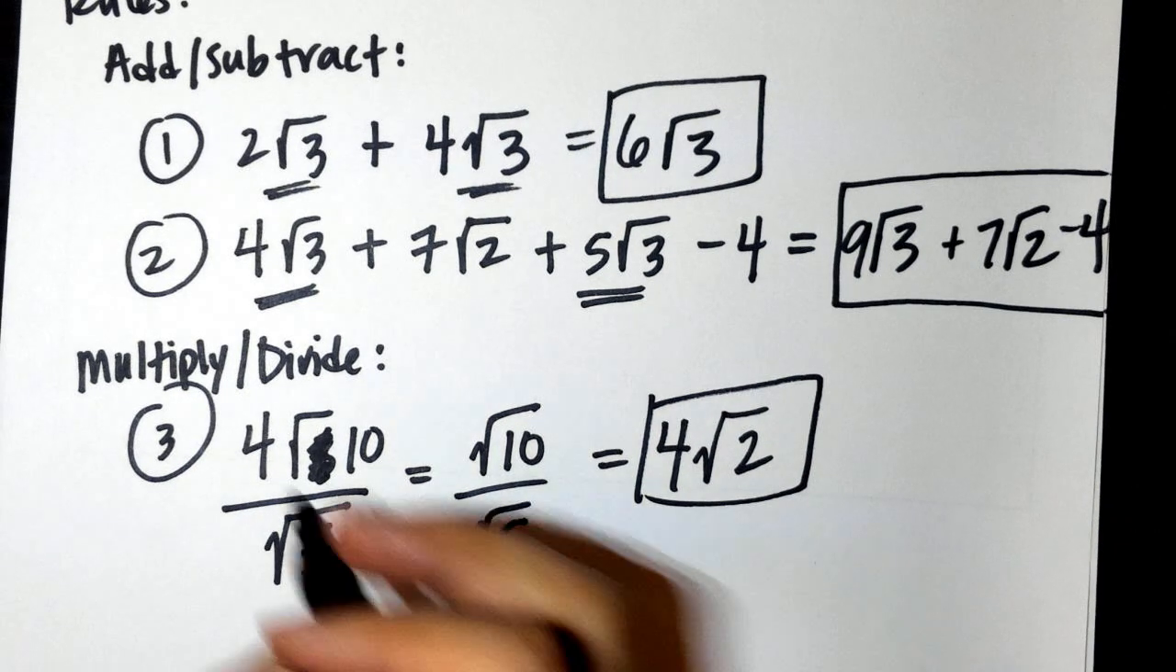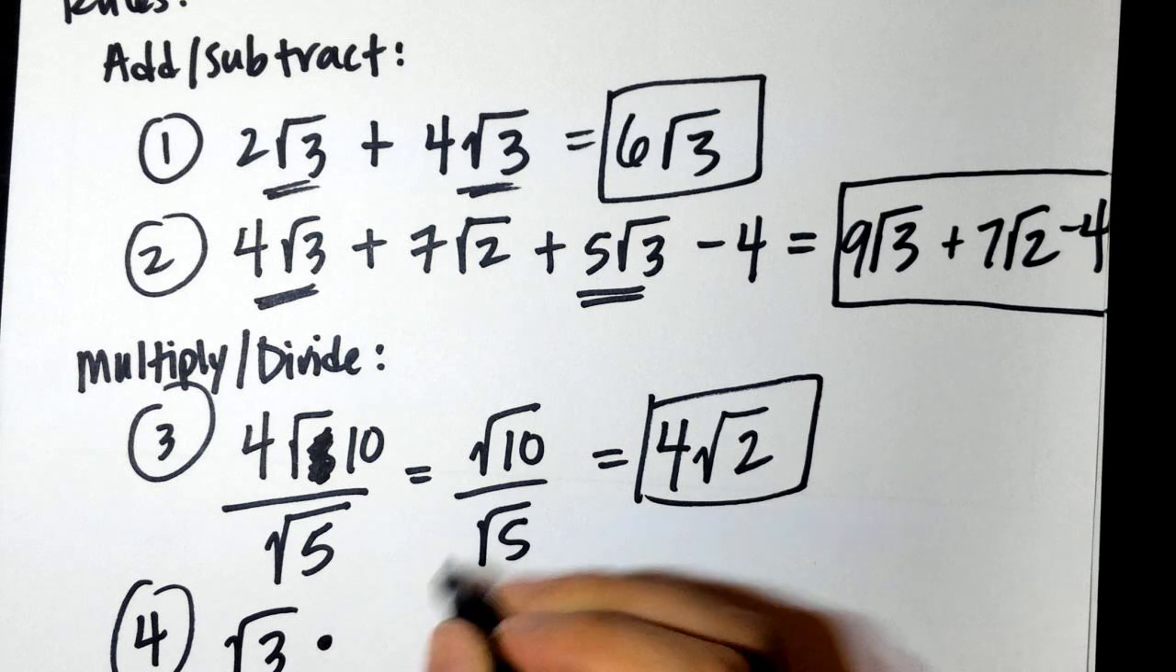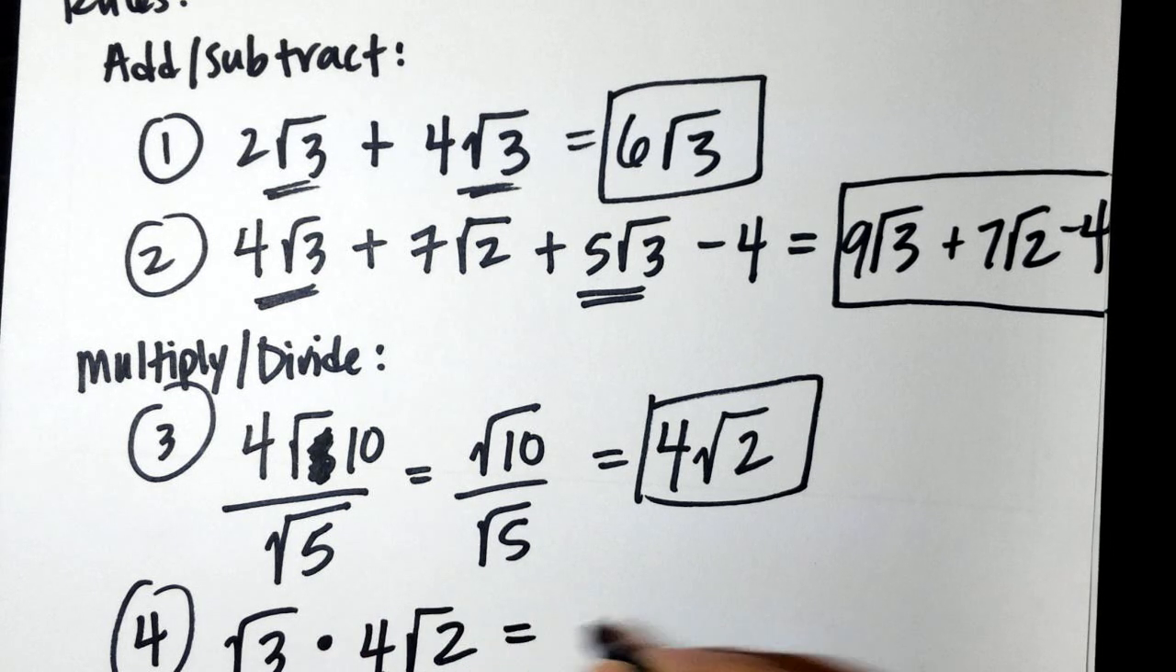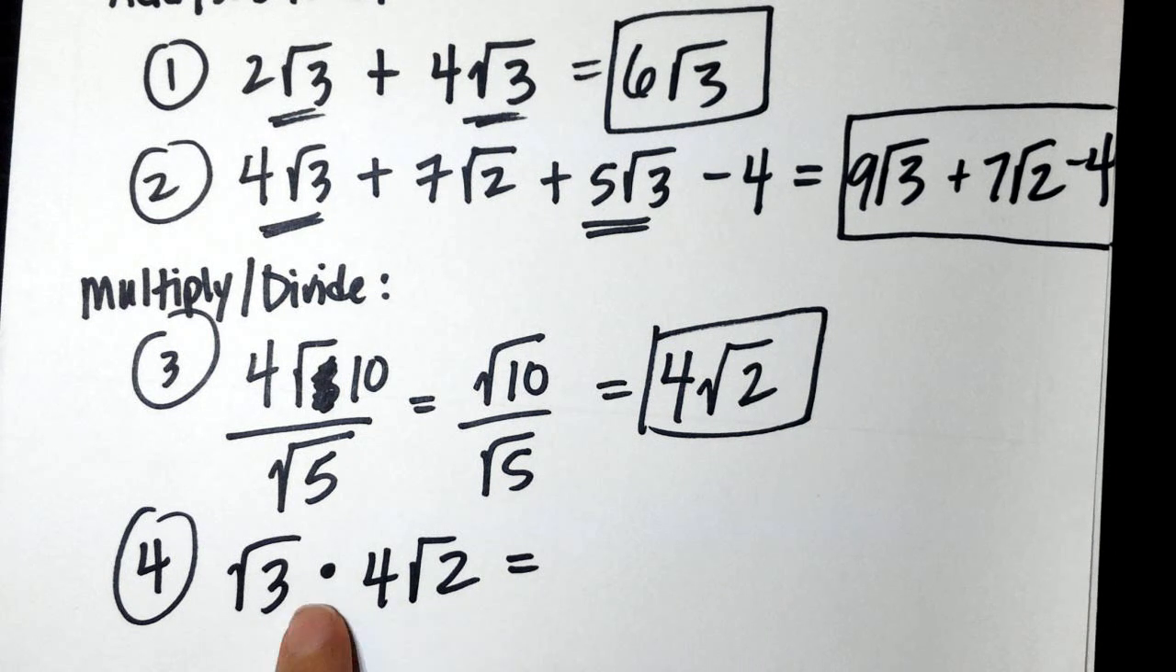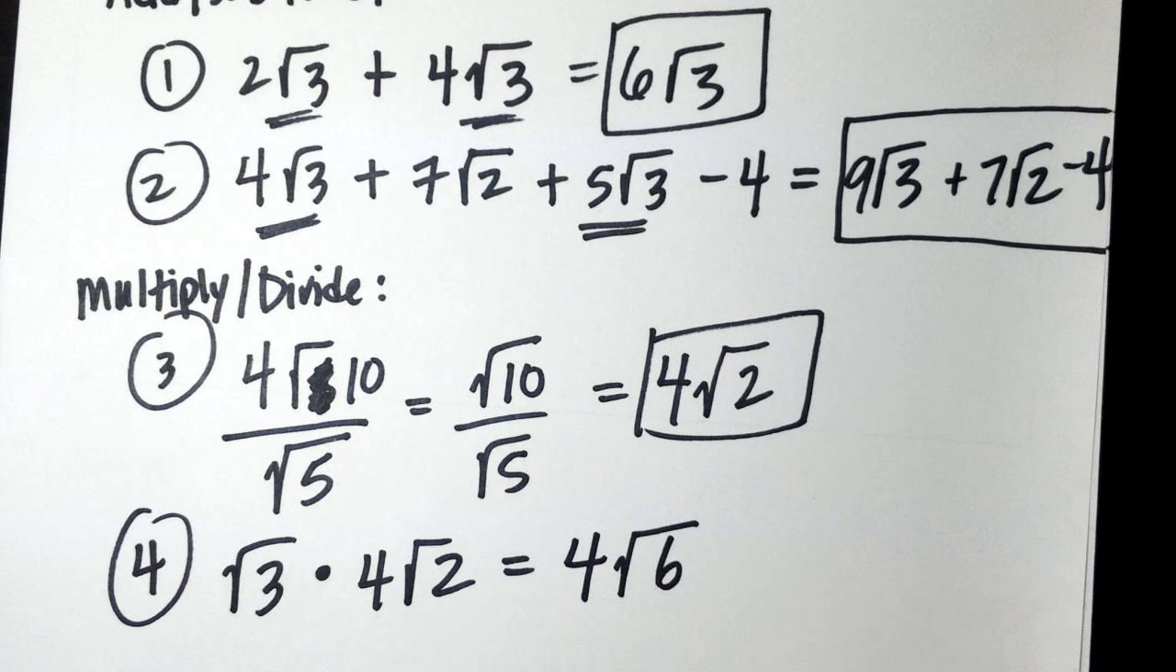So when we multiply, if I had the square root of 3 times 4 square root of 2. When we're multiplying, you can multiply these guys. So the square root of 3 times the square root of 2, do you know what that is? A square root of 6. And this 4 is still chilling on the outside.